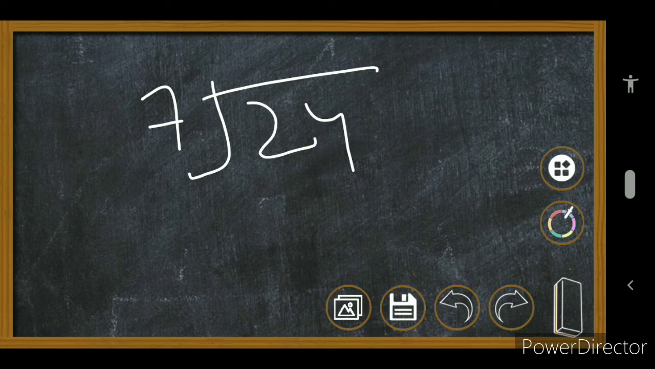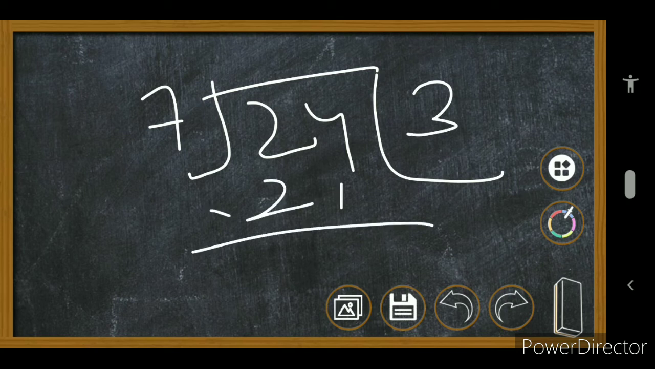So similarly we can check with the 7. We know the table, but it's just for an example sake. Like 7 3s are 21, 7 4s are 28. So 24 doesn't come in 7 times table, but if we try 7 3s are 21, it will leave a remainder of 3. So this is not divisible by 7.